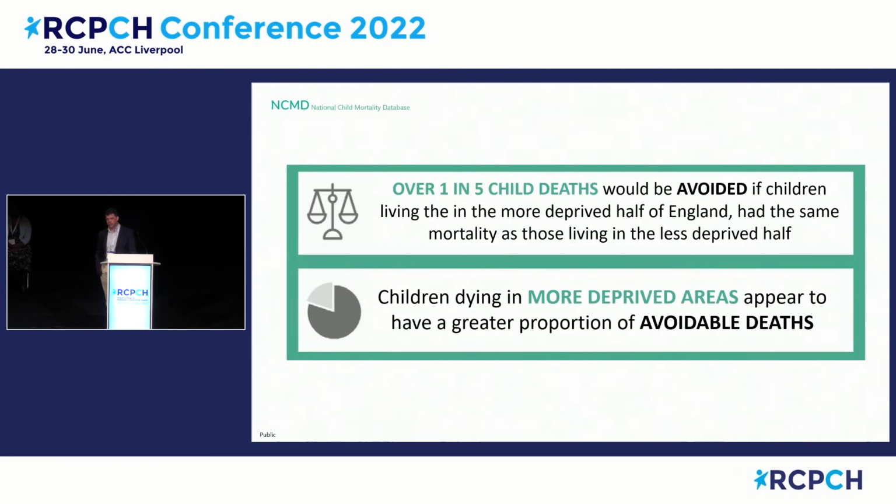1 in 5 child deaths could be avoided if children living in the more deprived half of our population had the same mortality as those living in the less deprived half. And children living in more deprived areas appear to have a higher proportion of avoidable deaths, as measured by these modifiable factors at review.